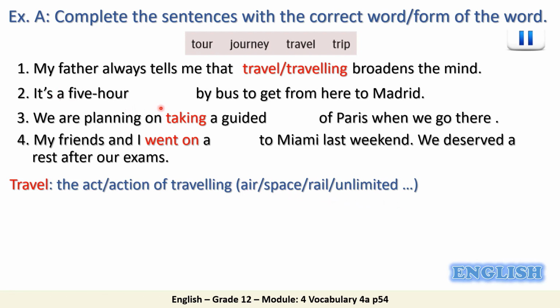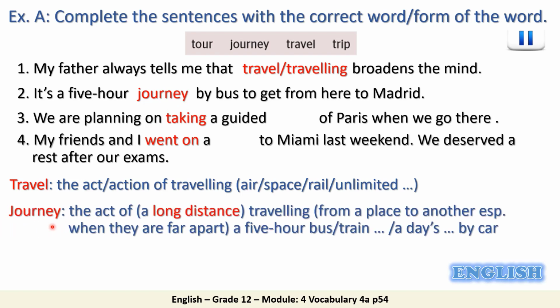It's a 5-hour, your answer please, journey by bus to get from here to Madrid. If you consider that the distance from here to Madrid is not that long, we can use trip instead of journey right here. So both journey and trip are okay. But generally speaking, journey expresses the act of long distance traveling from a place to another, especially when they are far apart. We can say a 5-hour bus journey or train journey. We can say a day's journey by car.